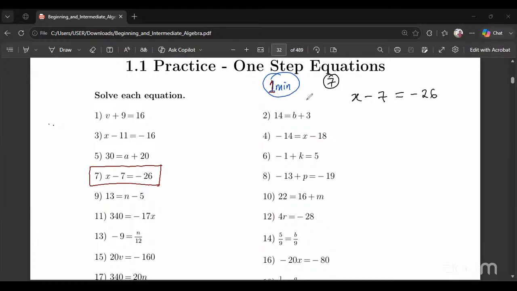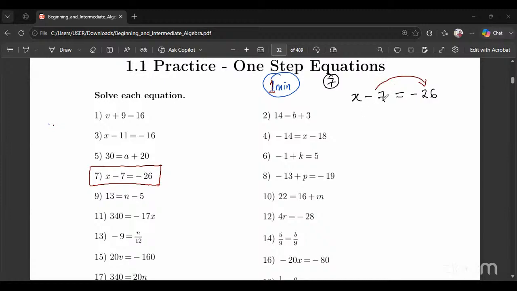All right, it's about time I tell you to stop writing so that we now do the solution together. Question 7. We have x minus 7 is equal to -26. Remember, we just want to find the value of x that will satisfy this given equation. If you understand algebra, you know that you cannot remove 7 from x. So we need to get rid of this -7 from the left side of the equation. And how do we do that?